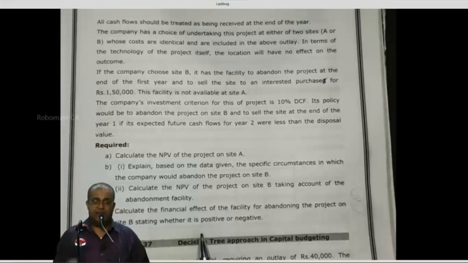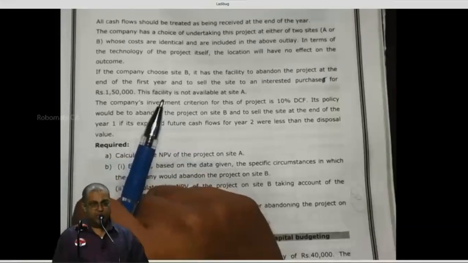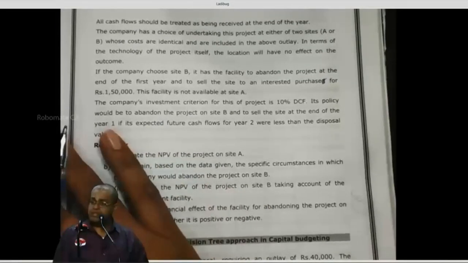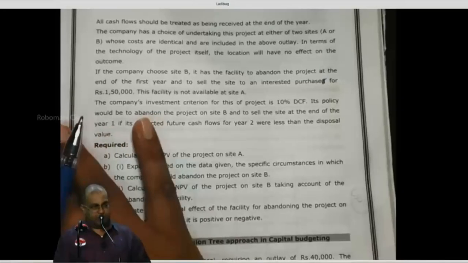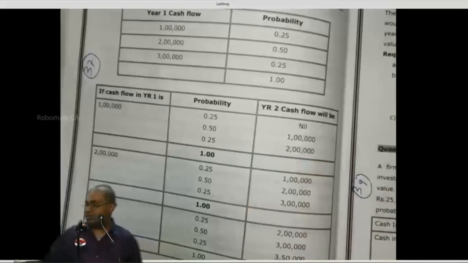Okay, now please go through the question before you start with the solution. Again I say, not the same sum but the same type of problem has been included in the second previous attempt RTP. Okay, just go through the question before you start with the solution.